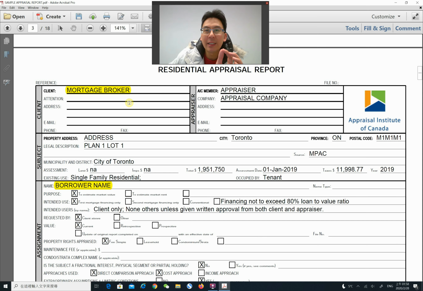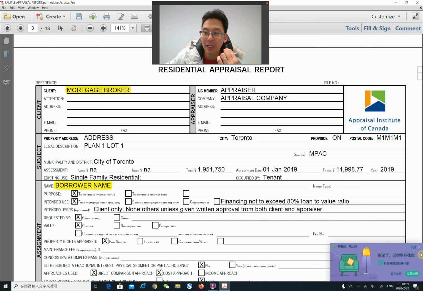Okay, so there's a very common misconception for your client, the borrower, that they think they're paying for the appraisal report and therefore they are the client and they should get this report and this and that. No, in fact, they are paying for it, but we are the ones using it. So the client is not the borrower. The client is actually the lender, the mortgage broker, or the mortgage broker company. So if the client tells you that I paid for it, so I'm the client, no.